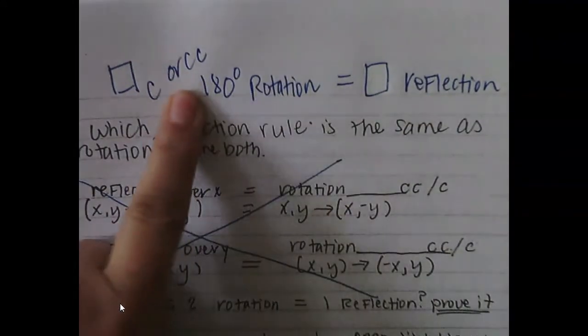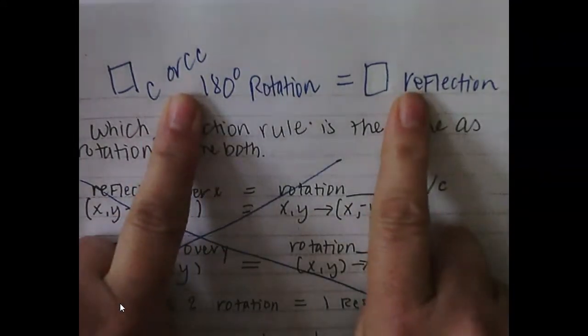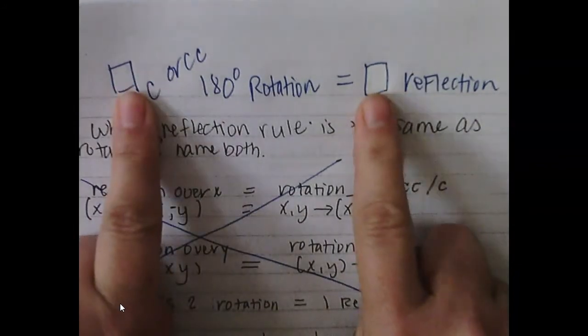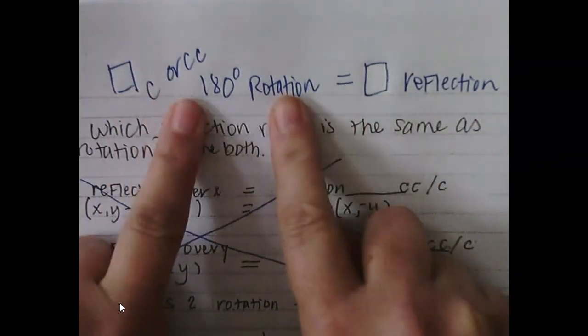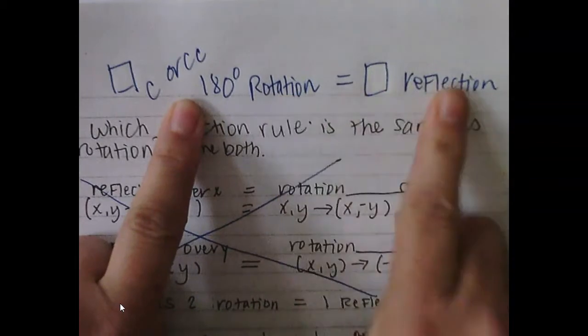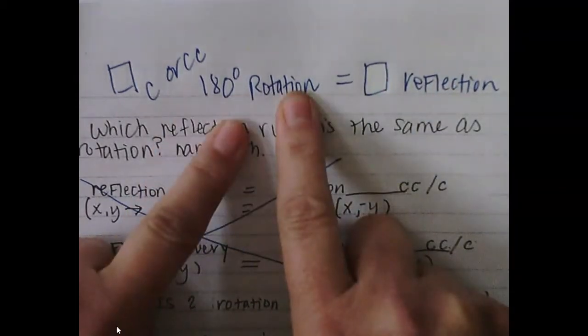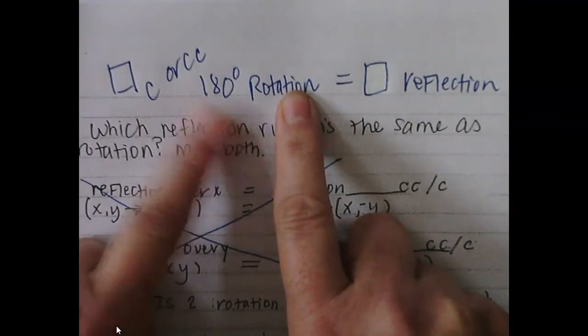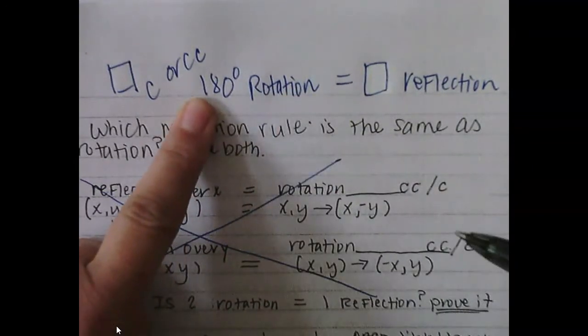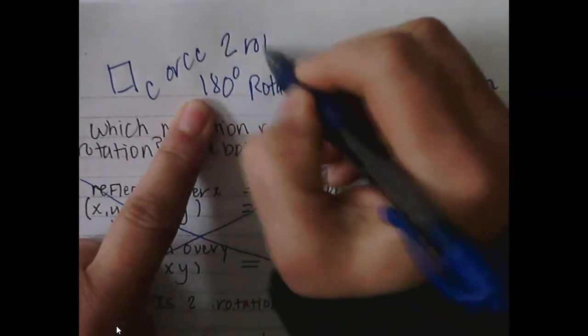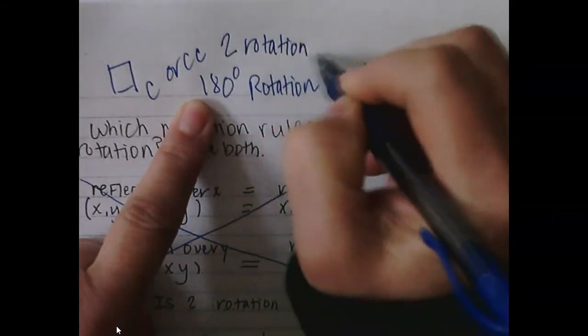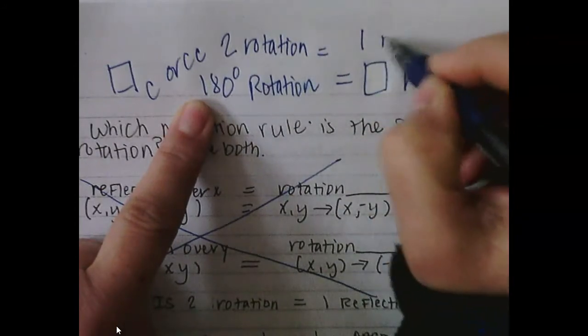How many of these would equal these? So I left the numbers blank, so you can put numbers here. How many 180s do you need for one reflection? And how would you get 180 rotation? Great question. Is a rotation done by increments of 90? So wouldn't this be 2 rotations equals 1 reflection?